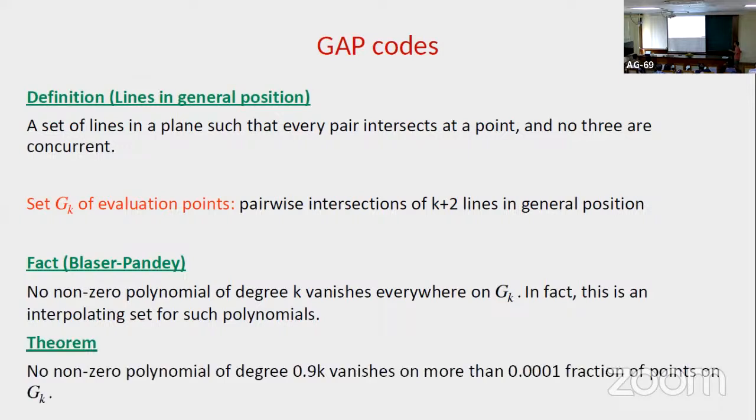And what we show is a strengthening of this theorem, where we actually prove that no non-zero polynomial of degree 0.9k vanishes on more than a 1 minus 0.0001 fraction. So there exists a constant fraction of non-zeros.